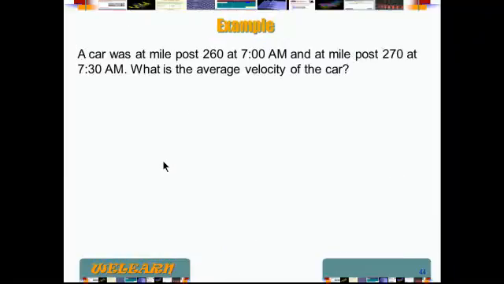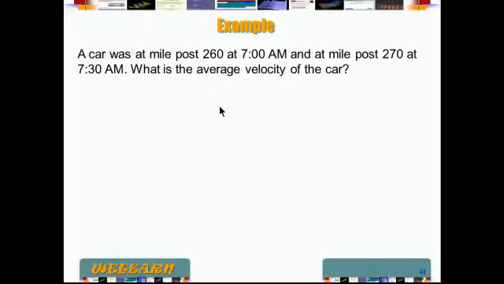Let's look at another example. A car was at milepost 260 at 7 a.m. and at milepost 270 at 7:30. What is the average velocity of the car? Of course, since mileposts are in miles, we are looking for the velocity in miles per hour, let's say.